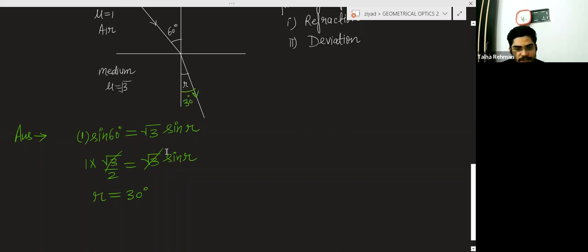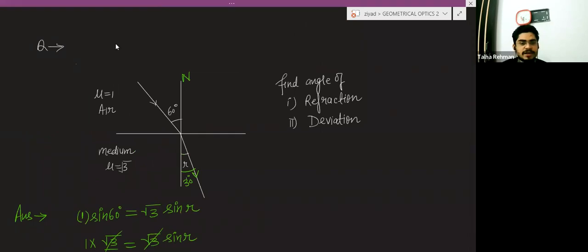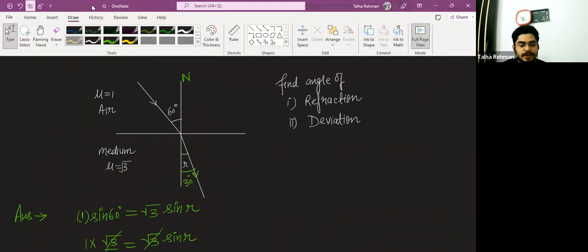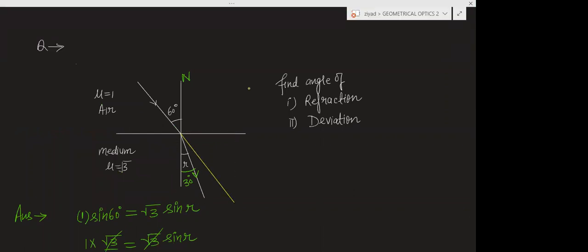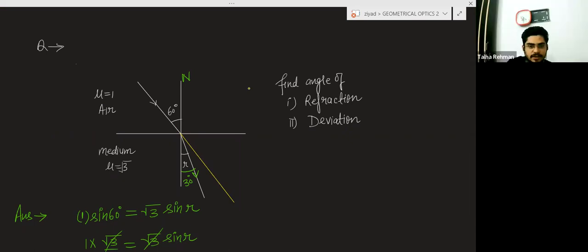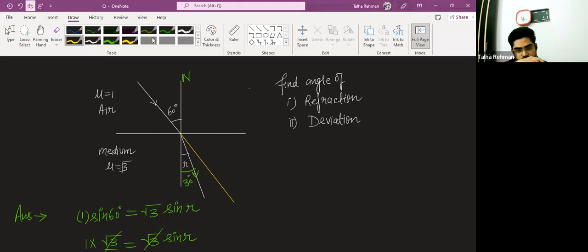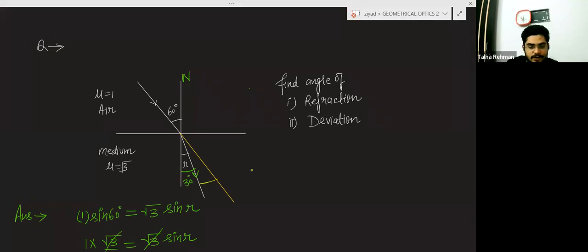Now what is the angle of deviation? Angle of deviation means by how much angle the light is deviated. If there is no refraction, the light will go straight like this. So the angle of deviation is basically this angle. Angle of deviation is represented by delta. And this is the angle of refraction r.